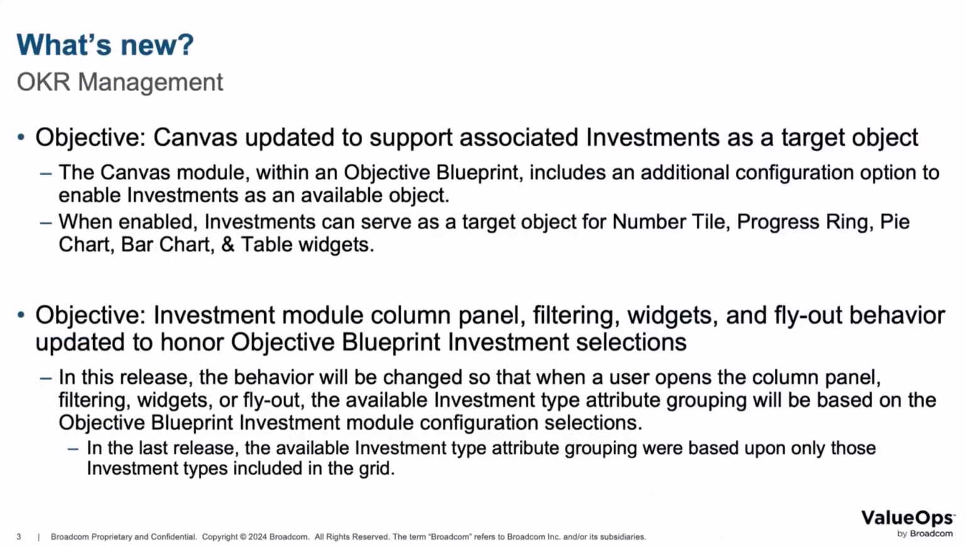First, the objective canvas or dashboarding capabilities has been updated to support using associated investments as a target object. To enable this, the Canvas module within the objective blueprint includes an additional configuration option to enable investments as an available object. When enabled, investments can serve as a target object for building out number tile, progress ring, pie chart, bar chart, and table widgets in an objective canvas.